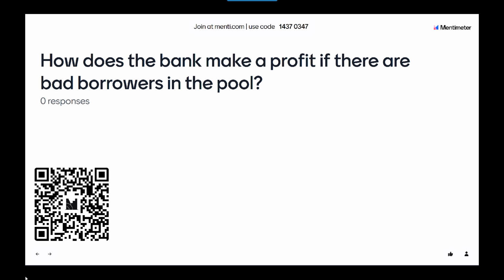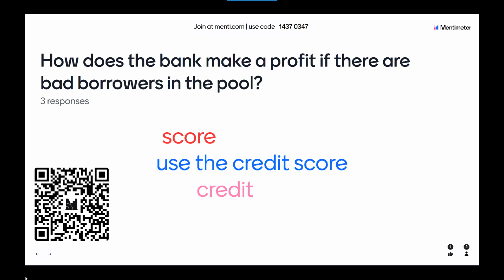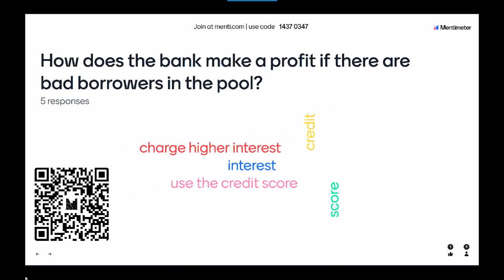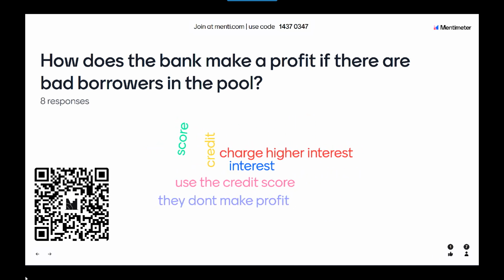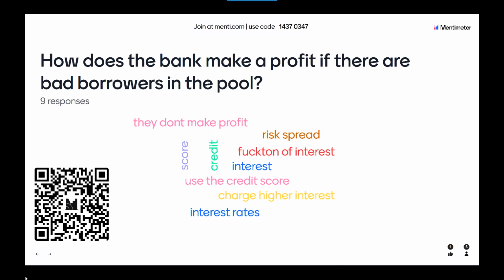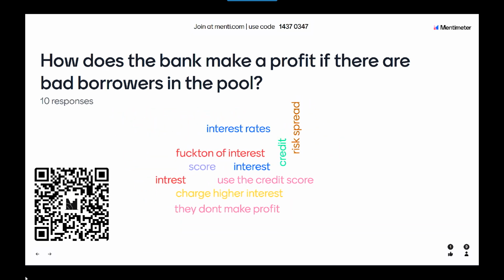What do you think? You can type in what you want. Use a credit score, right? These are legal ways of doing it. But if you take a country like India, where credit scores are not that easy to get, or Kenya, or places like that, what do you do if there are no formal systems? One possible answer is charge a higher interest rate, right? Usually you charge a higher interest rate.